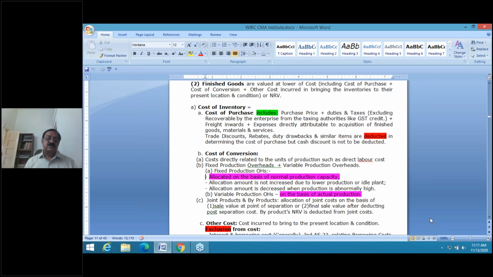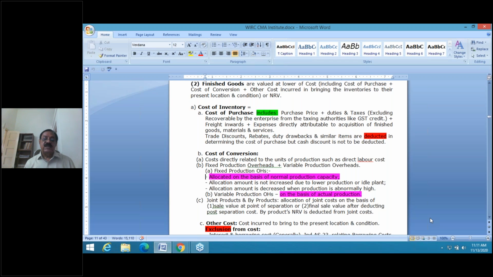You friends being students of CMA, you know for all overheads, you find the absorption rate. Absorption rate is budgeted fixed overheads divided by budgeted production units. The budgeted production units is to be taken based on your normal production capacity. Accordingly, you will find the FOAR and you will apply that FOAR to your cost of production. Allocation amount is not increased due to lower production. Your normal production is 1 lakh units. Fixed overhead is 10 lakhs, so your rate is 10 rupees per unit.